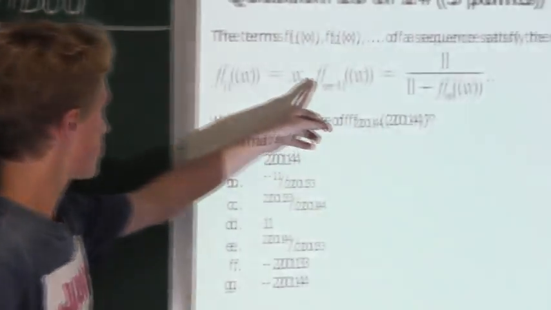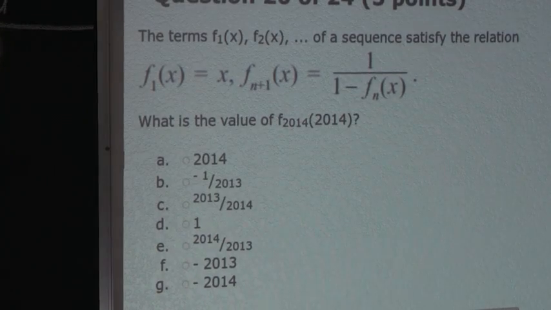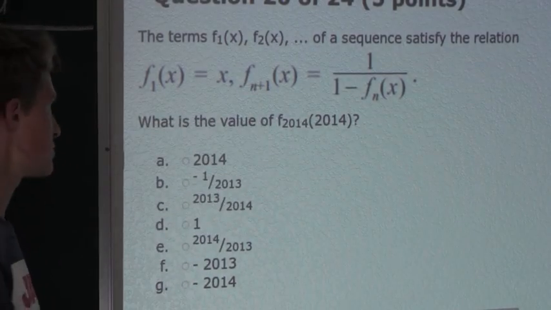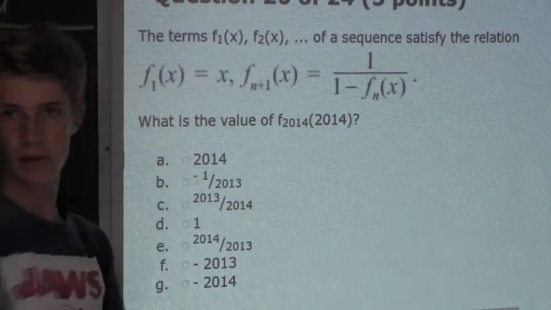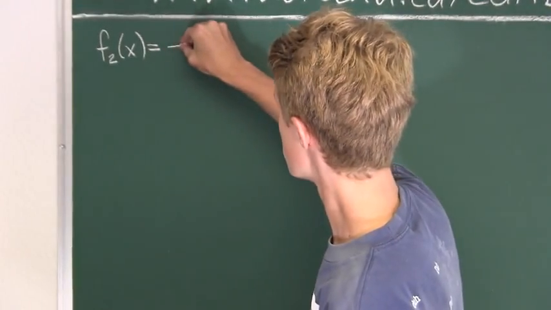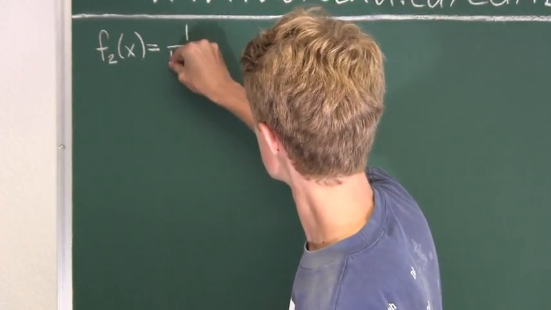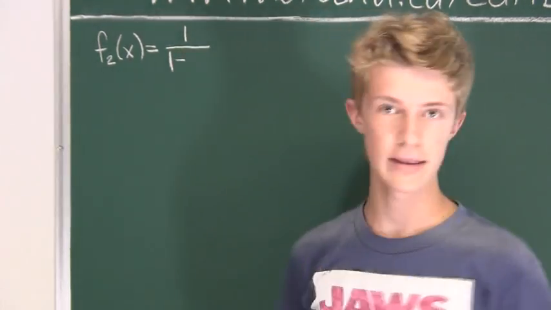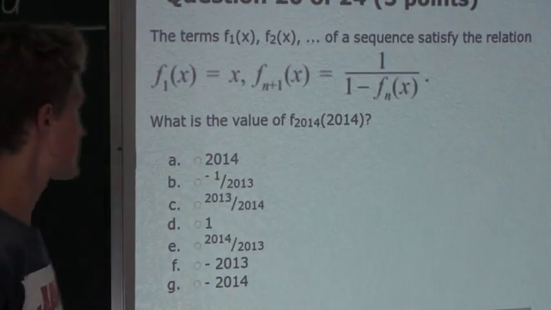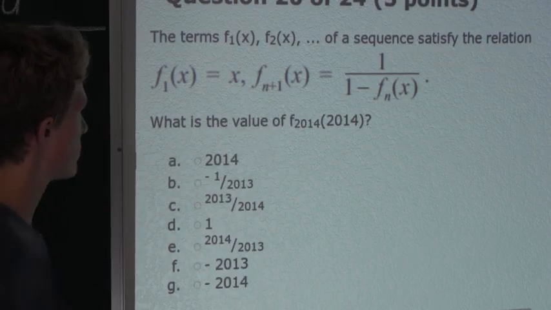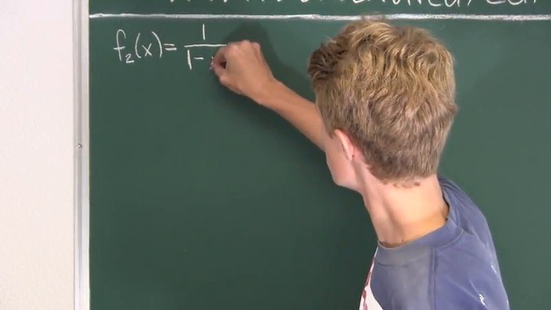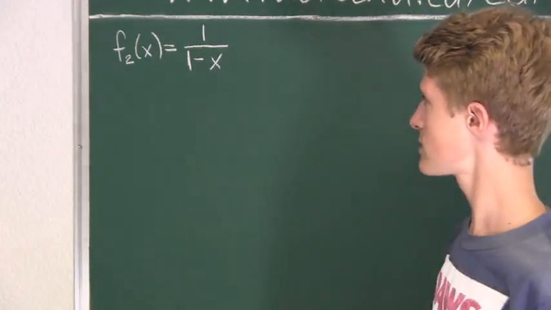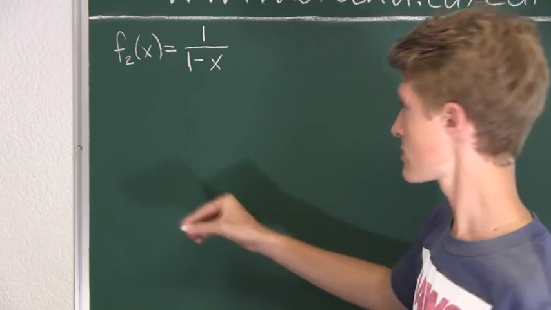So here we have fn plus 1 of x. Since n plus 1 must be 2, n will equal 1. So we have equals 1 over 1 minus fn of x, and since n is 1, we have f1 of x, which we already know is x. Okay, let's move on to the next function, which is f3 of x.